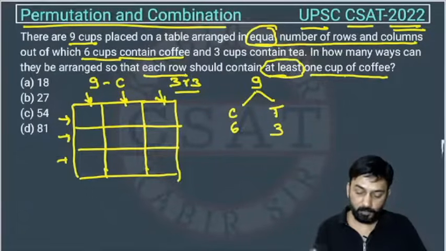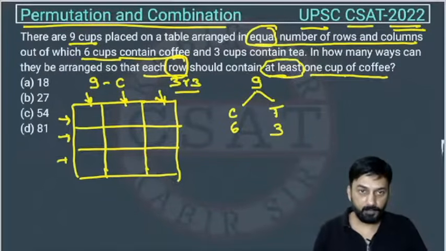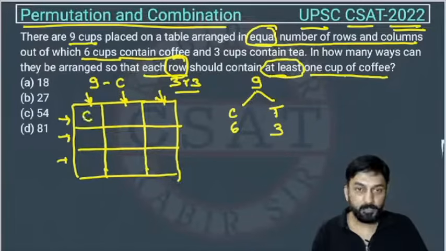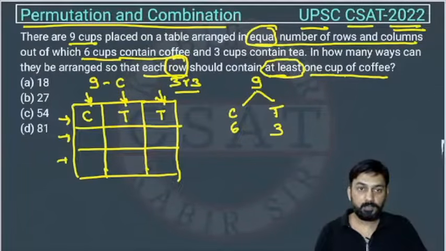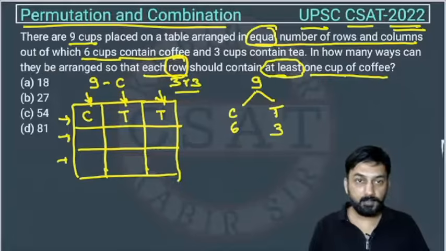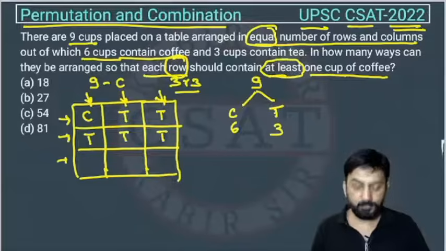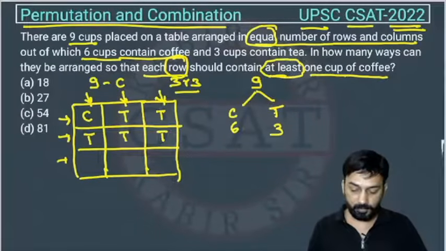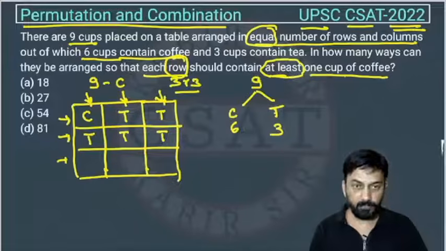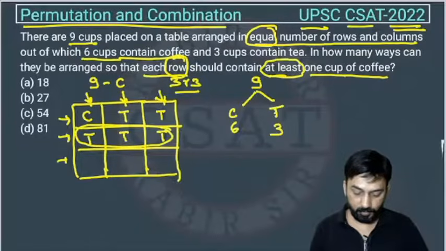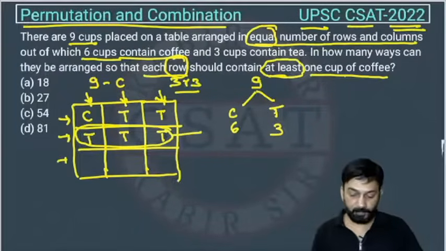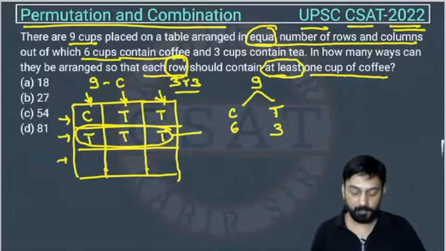Okay. So this question is talking about rows, so that in each row there should be at least 1 cup of coffee. It means this question is asking that there should not be any case where all 3 are tea, right? Because this question wants at least 1 cup of coffee in each row, so this case is not allowed, where in a row all 3 cups of tea can come, right? So how will we do it?